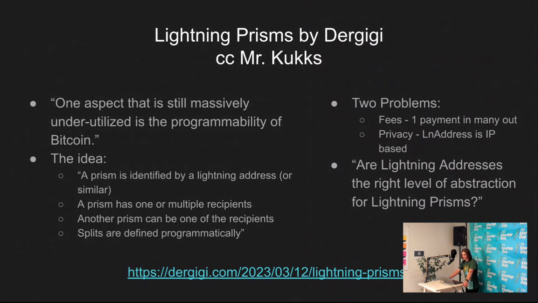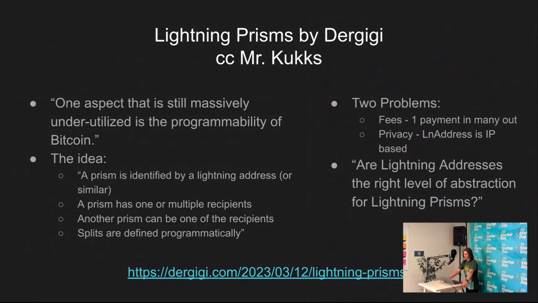Splits are defined programmatically, so essentially each member within the prism just gets a relative split. Say Alice gets 25% and Bob gets 75%. Anytime a payment comes in, it is automatically split out in those ways to the prism members.